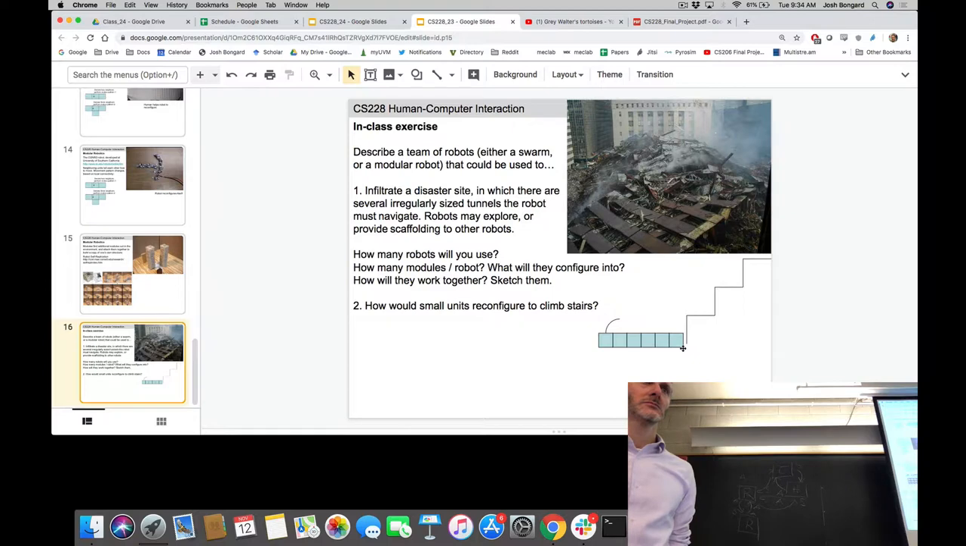They could. Right. It's like your person thing. You try to lift up somebody. Yeah. Like you're this one. So you need at least half a robot to get onto the stair. Yeah. Right. So if you're starting from the back one, right?